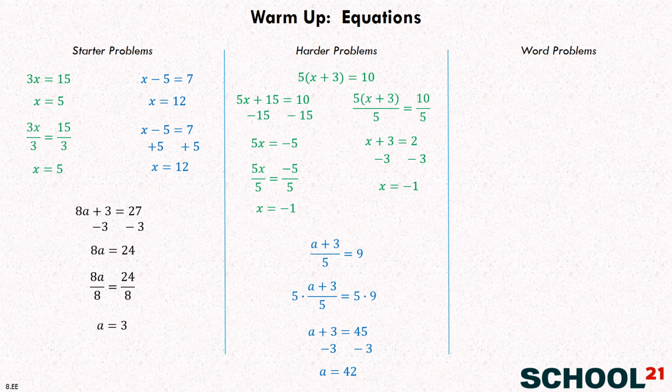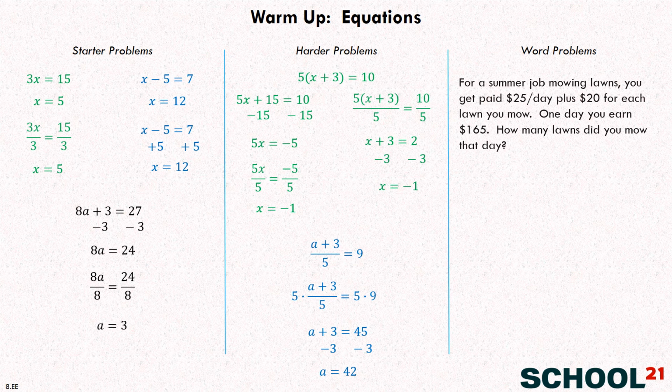Now, all of this is useful really when we start to apply it in the real world, and word problems are trying to describe real world situations. So let's look at one of those. For a summer job mowing lawns, you get paid $25 per day plus $20 for each lawn you mow. One day you earn $165. How many lawns did you mow that day?